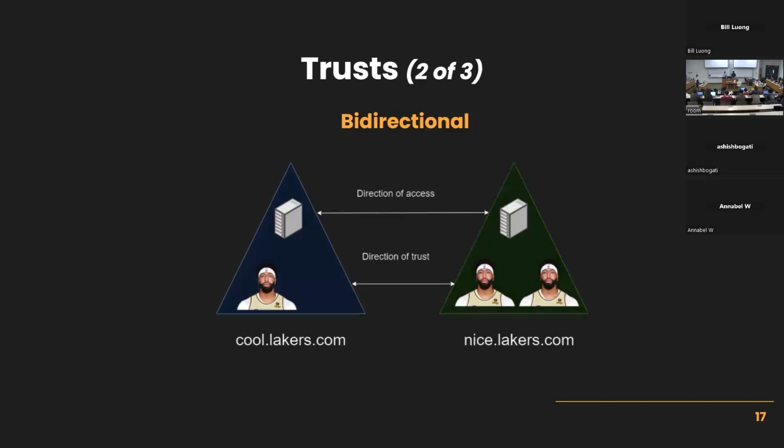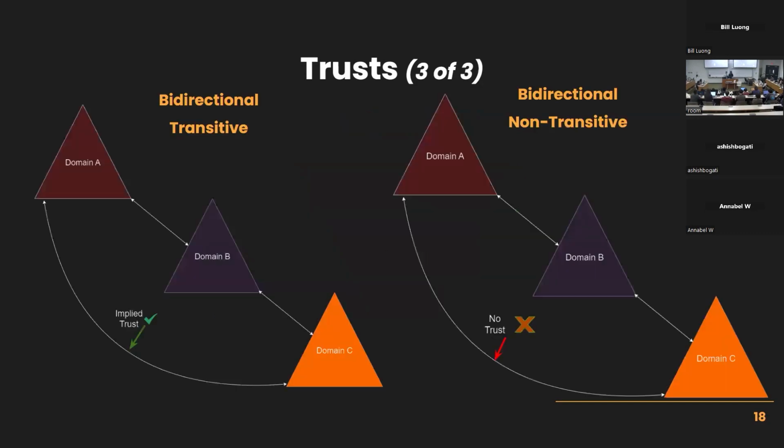And there's also a bidirectional trust. The other one is only a one-way trust, or unidirectional. This one's bidirectional, so the direction of trust is in both directions, and the direction of access is also in both directions. So cool.lakers.com users within that forest can access resources from the right-sided forest, known as nice.lakers.com, and vice versa. Nice.lakers.com users can access resources and services from the left-sided forest. And then kind of continuing further on with trust... Do you want to take over this?